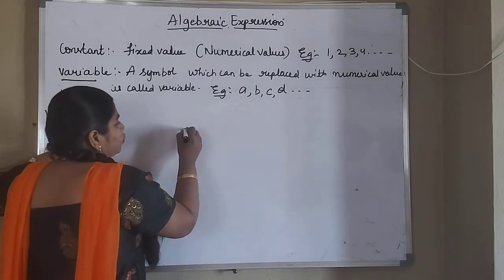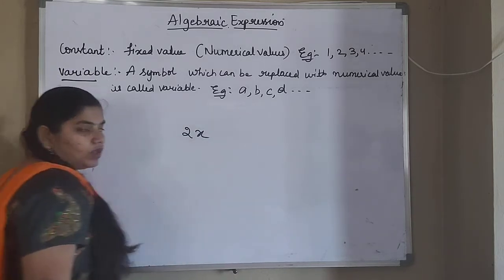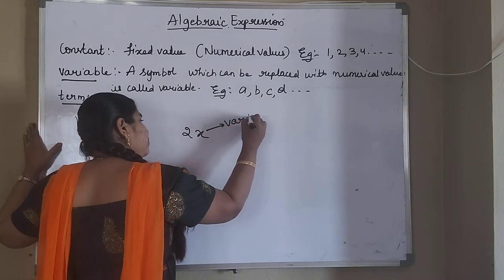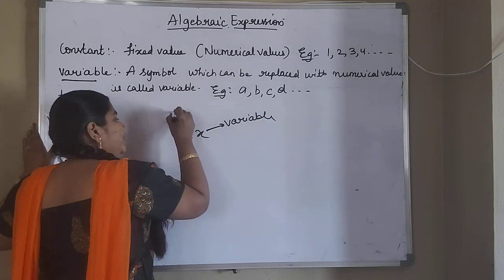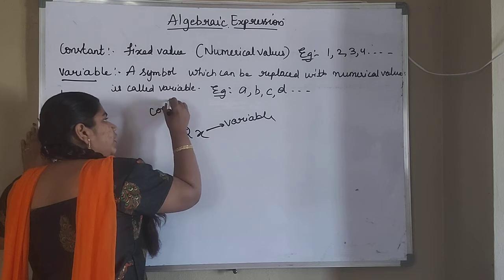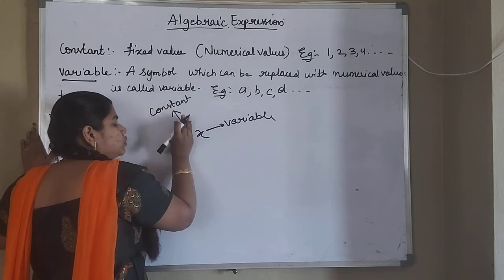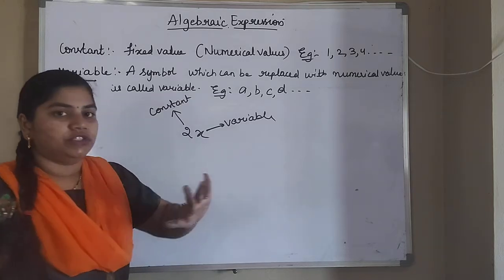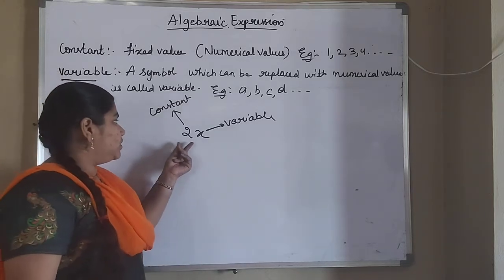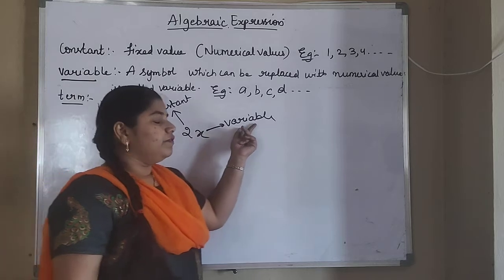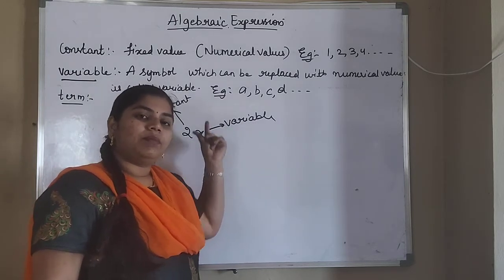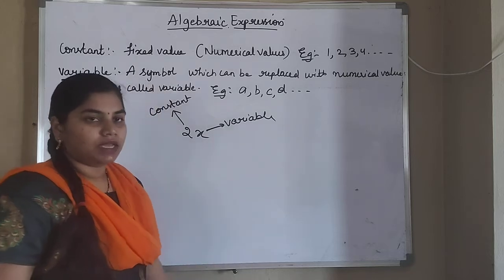Suppose I am taking here 2x. Okay, so x is a variable and 2 is a constant. Why are we calling 2 a constant? Because 2 has its own value. 2 can't be changed into 3. So 2 is a constant value, x is a variable. Why are we calling x a variable? Because x can be changed into a numerical value.